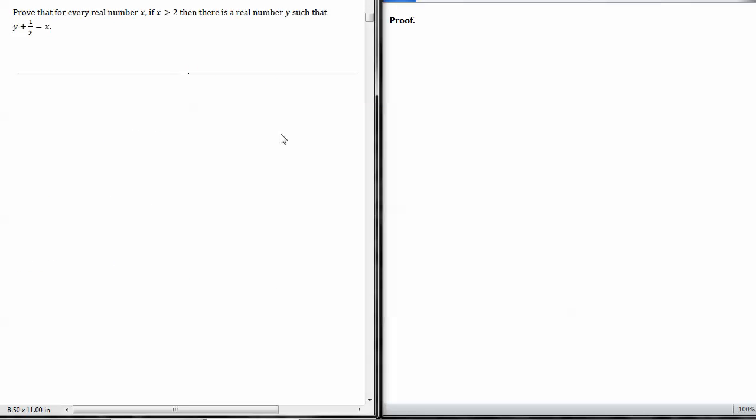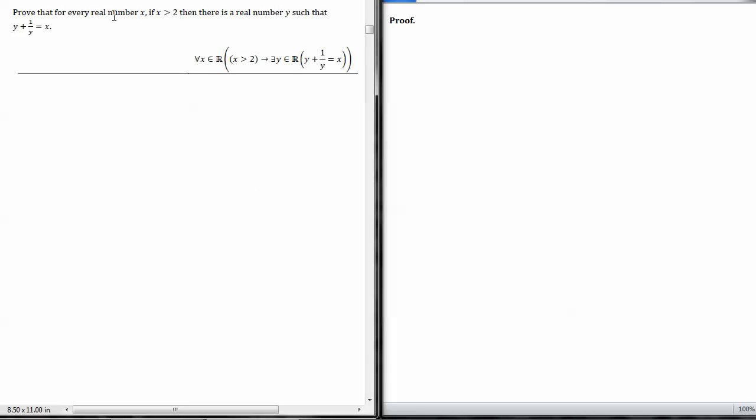We're supposed to prove that for every real number x, if x is greater than 2, then there's a real number y such that y plus 1 over y equals x. Now if you wanted to visualize this, we could draw a graph of this somehow and then look at what happens to the right of the line x equals 2 on that graph. But I'm not going to attempt that by hand. I encourage you to try it out and see what happens. Let's just think through the logic of how to prove this statement.